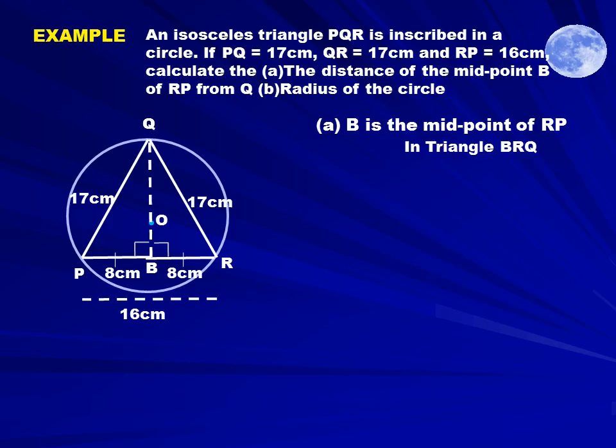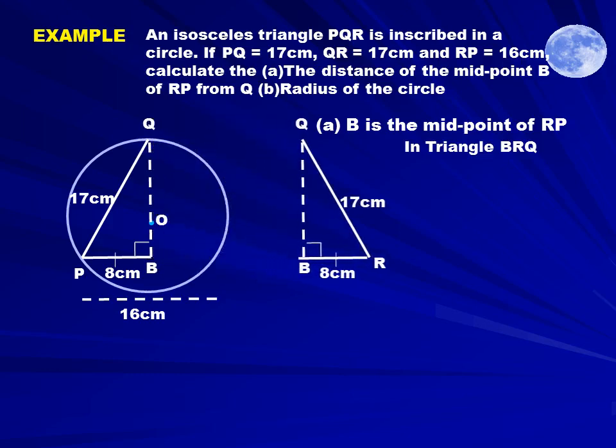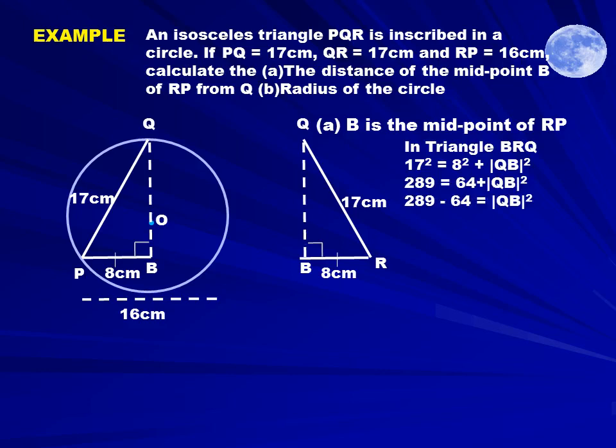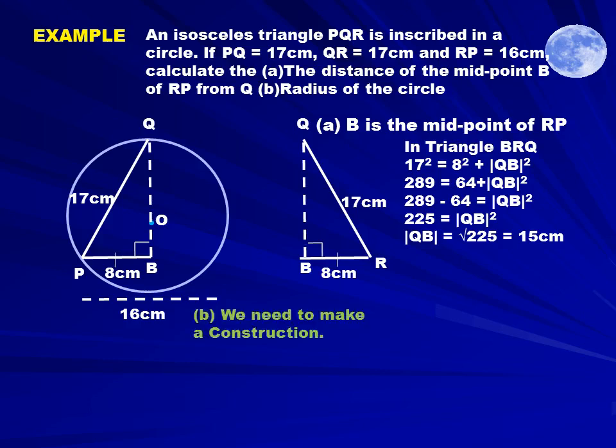Now in triangle BRQ, we are going to use Pythagoras theorem to get BQ, which is the distance of the midpoint B from RP. So the square of the hypotenuse is equal to the sum of the square of the other two sides. By the time we solve that, we are going to get QB as 15 centimeters. So we've answered the first question.